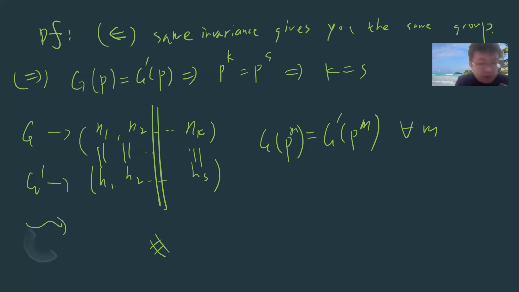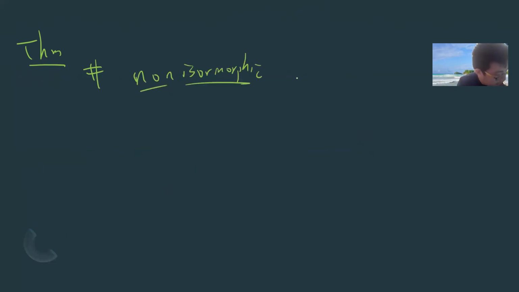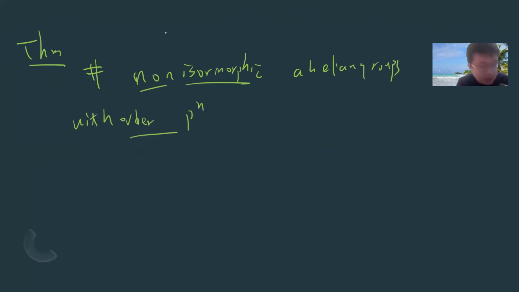Okay, and the final result, let me just mention. This result is basically trivial. So the number of non-isomorphic abelian groups with order p to the n, where p is prime, is just the number of partitions of n.